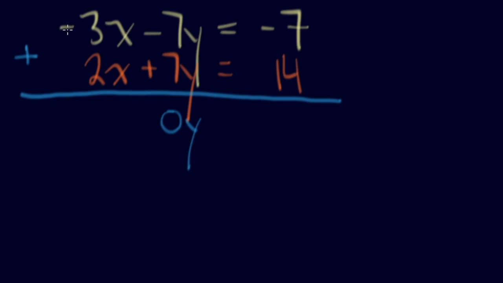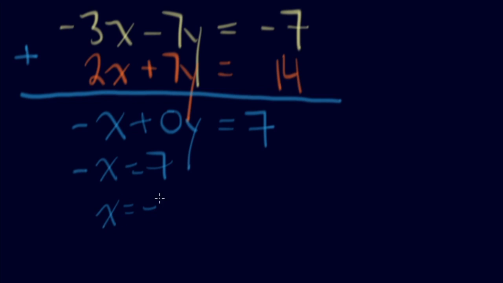And if I went and added this, negative 3x plus 2x would give me a negative x. And of course, we're still adding, so this is negative 7 plus 14. So that would give me 7, just like that. So in other words, you would have negative x equals 7. So x would equal negative 7, because you always need to solve for the positive variable there.